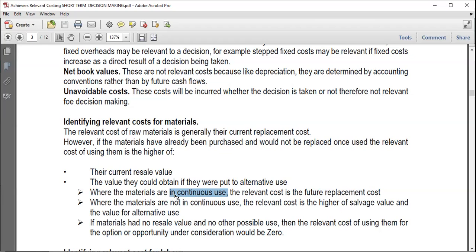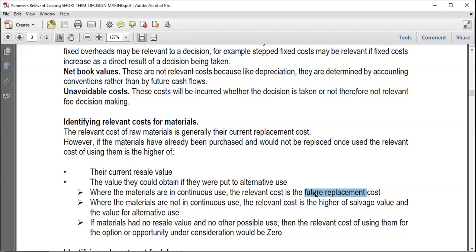Your replacement cost will be your relevant cost, because after you've used them for this contract, you definitely need to replace them. So the value at which you replace them will be your relevant cost. Now, you have to understand why we're using the word replacement here: there are cases where you bought those materials at, let's say, a lower price.